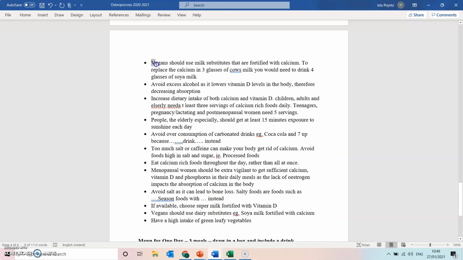And then referring to the vegans, what can they do? They can have soya fortified milk. Okay, they can have sesame seeds. Right, so linking those two points together, the vegan and the vegan, because you need to give the advice.